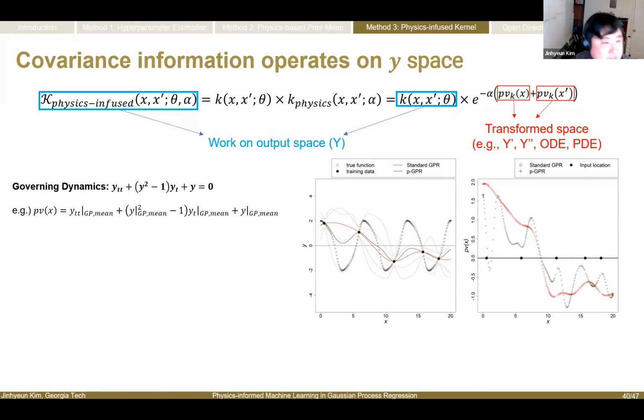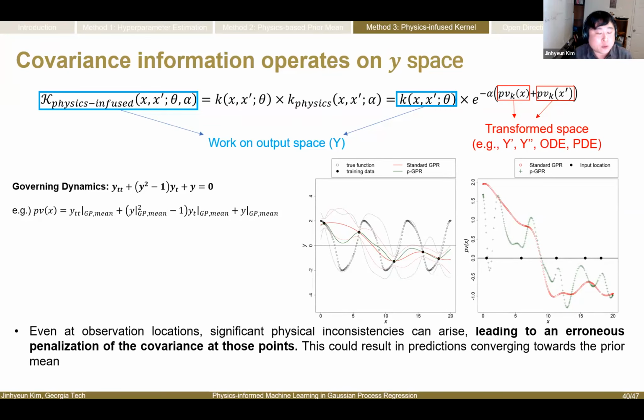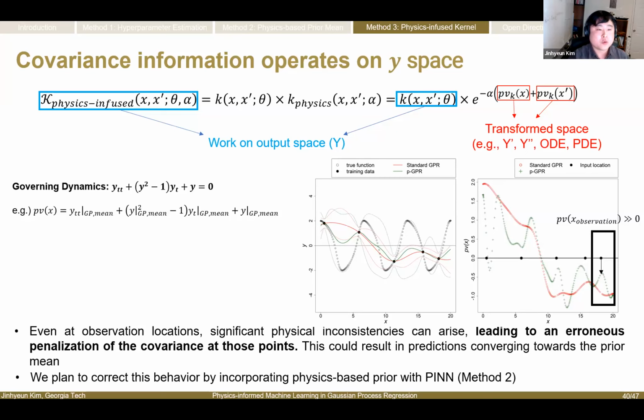When you look at this governing dynamics, when we calculate the physical violation, we can see that even in observation locations for this black box, the physical violation can be high, which means that significant physical inconsistencies can arise at this point, leading to an erroneous penalization of the covariance at those points. This could result in predictions converging towards the prior. We plan to correct this behavior by incorporating the physics-based prior routine introduced in method 2.